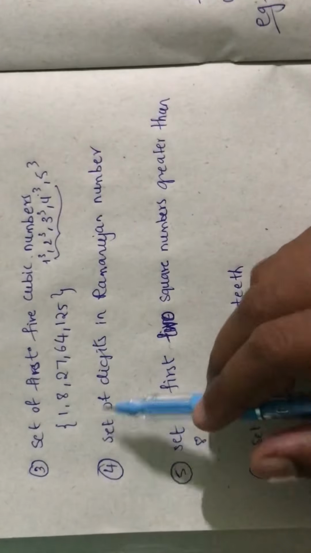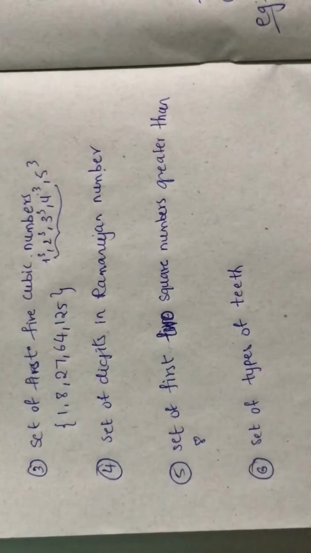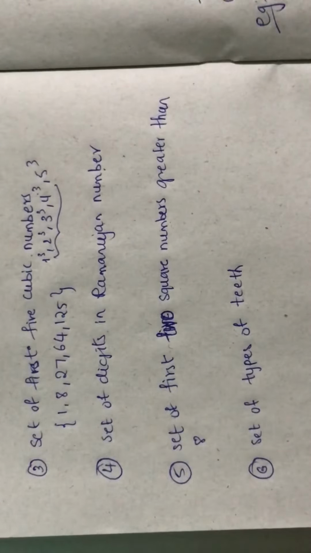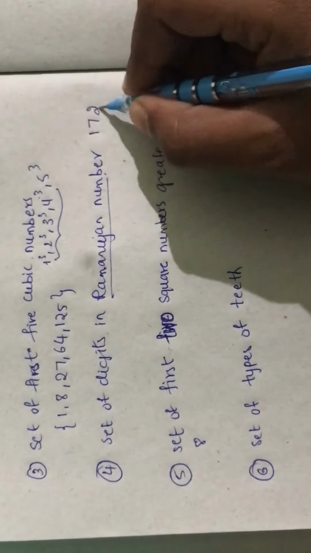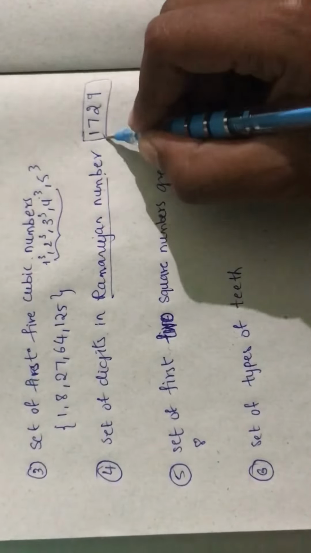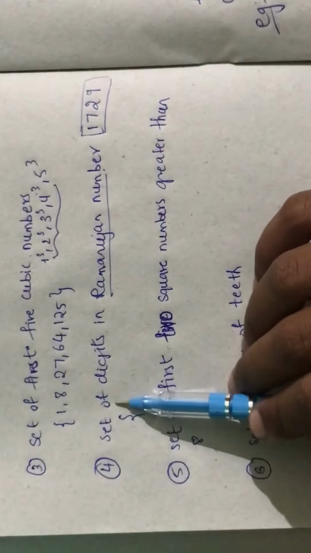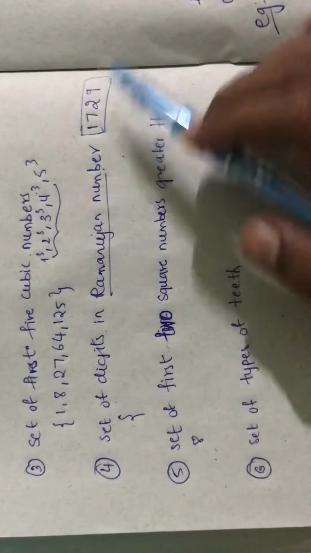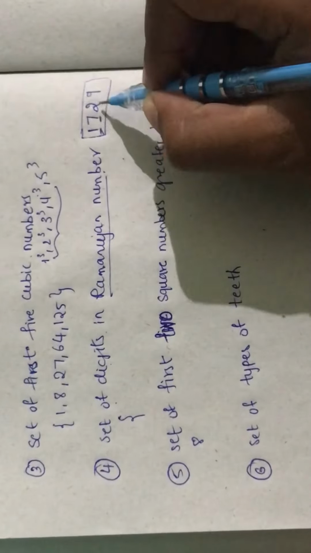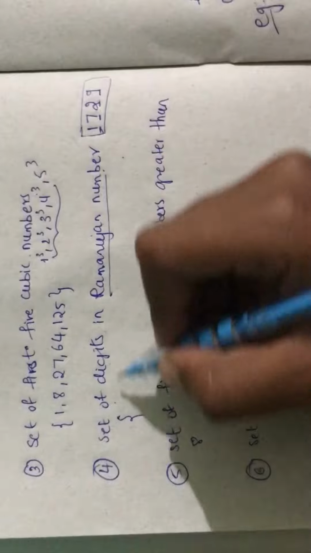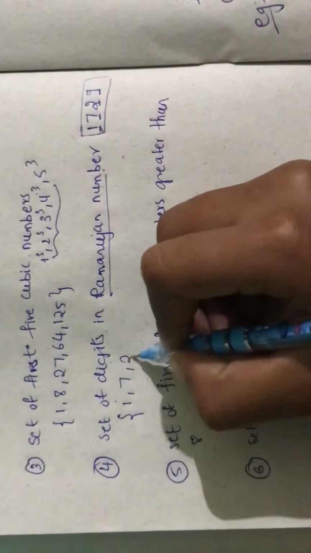And let us consider the fourth one, set of digits in the Ramanujan number. To find the answer, initially you have to know what the Ramanujan number is. The Ramanujan number is 1729. So you have to write the set of digits in the Ramanujan number. 1 is a digit, 7 is a digit, 2 is a digit, 9 is a digit. So you have to represent those elements using commas: 1, 7, 2, 9.